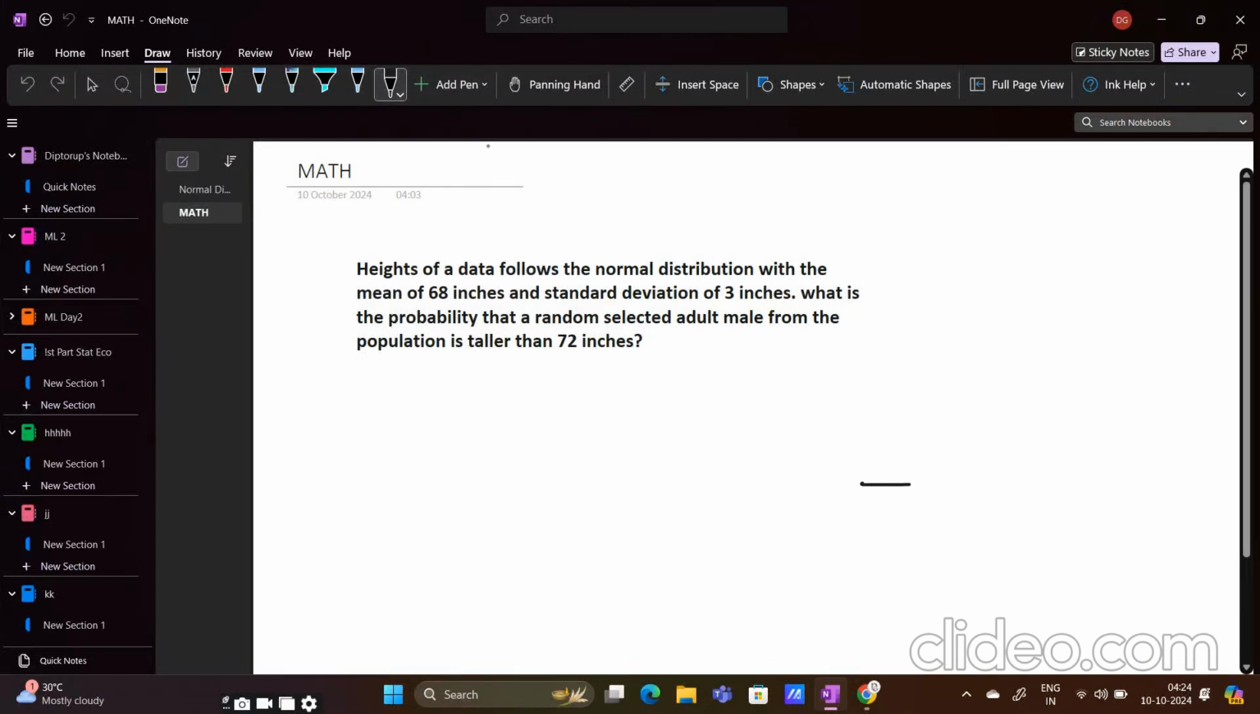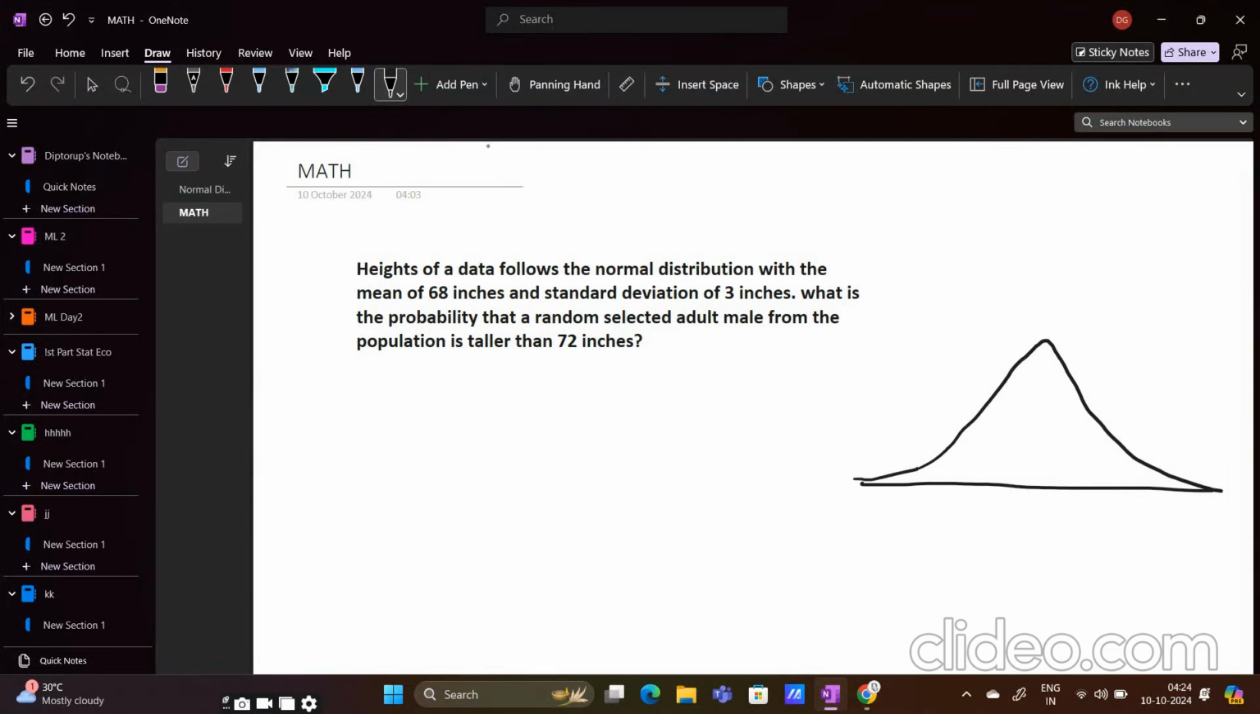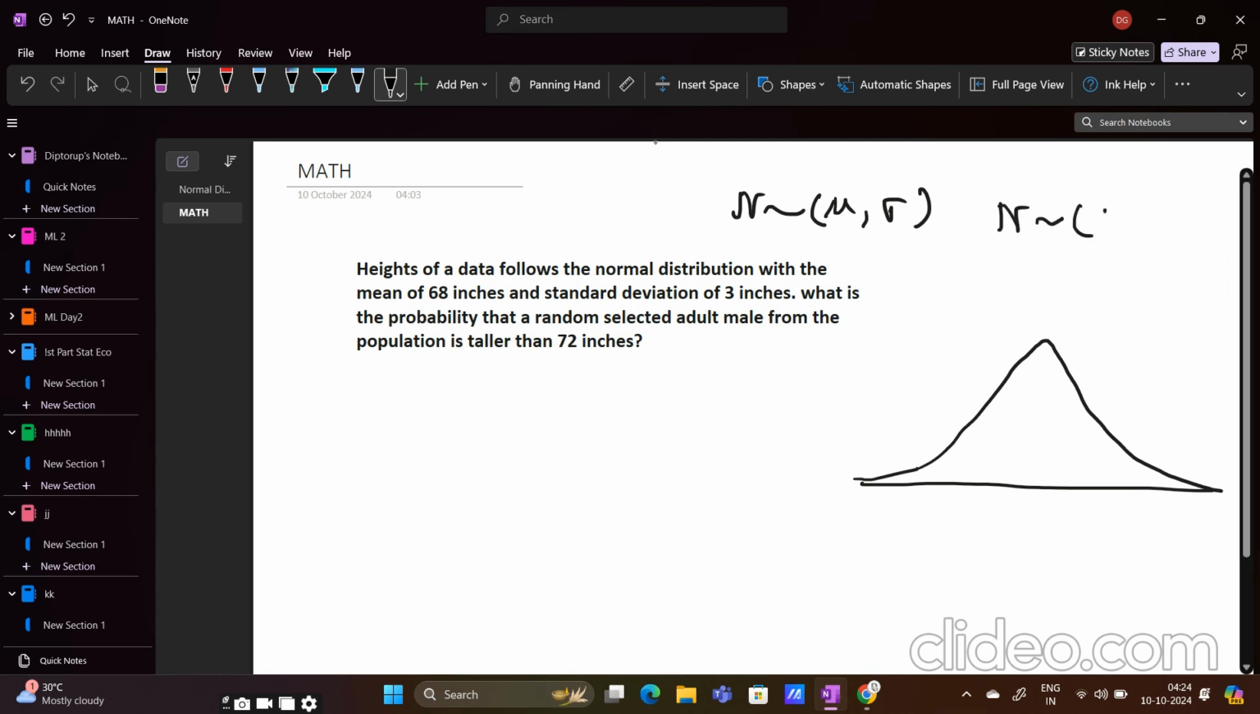we will try to draw the normal curve and see what is happening here. So basically this is our normal curve, and the mean is the mean of the normal distribution. Here the normal distribution can be written as N(mu, sigma squared), which are basically the parameters. Our normal distribution has a mean of 68 inches and a standard deviation of 3 inches. So I'm just writing that.